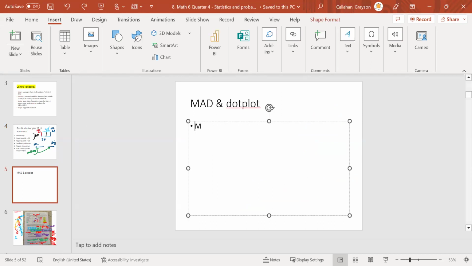What does MAD stand for? What does MAD stand for? Copy that down.